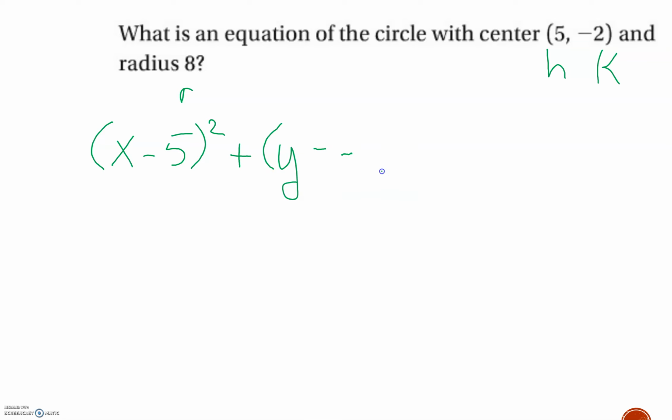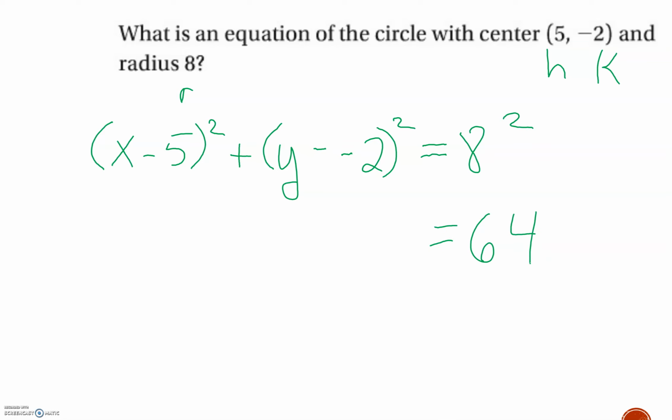So I wanted to try a few examples of this. On our first example, what is an equation of the circle with center (5, -2) and radius 8? In that situation, h would be 5, k would be negative 2, and r is going to be 8. So I'm going to replace the h, the k, and the r in the equation with these numbers. So I'll have the quantity x minus 5, that quantity squared, plus y minus negative 2, the quantity squared, equals 8 squared. So our 8 squared is going to become 64.